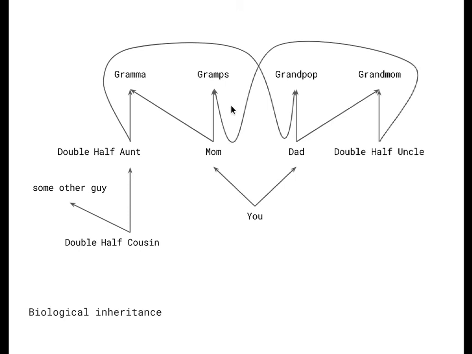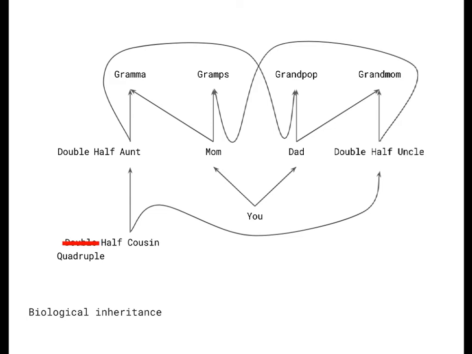No way. What happens next? Well, it turns out your double half-cousin inherits from your double half-aunt and your double half-uncle, which maybe makes them a quadruple half-cousin. So the moral of the story is inheritance is complicated, so don't overuse it.